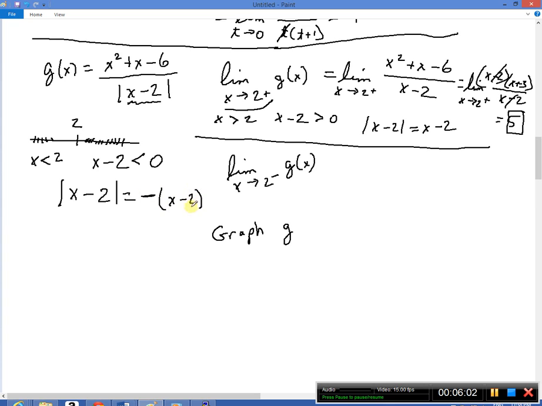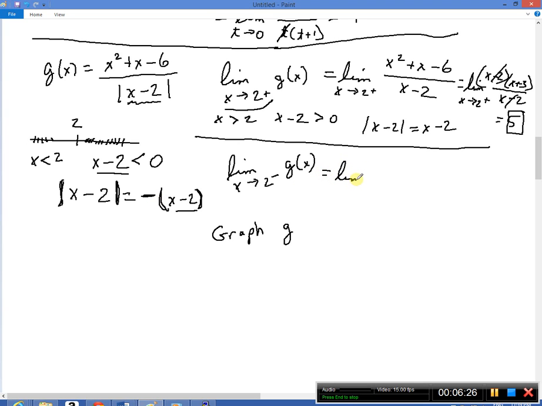Now look carefully. x minus 2 is a negative quantity. So when you take the absolute value of it, you have to end up with a positive. So since x minus 2 is negative, the opposite of it is positive. So that's what absolute value does to it. It negates x minus 2 to make it positive.